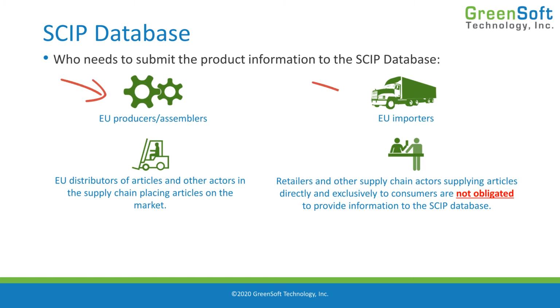Also, EU importers and distributors. So for example, if I am a company who produces product in the United States and I want to import that for sale in the EU, my importer will have to make a submission. If that importer passes those products on to distributors, those distributors will also have to make a submission because they're also placing those products on the market. So a single product could be submitted by multiple supply chain actors.